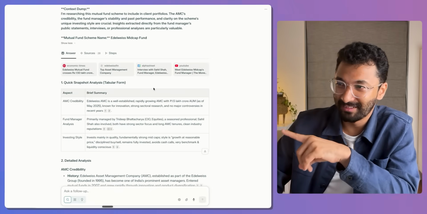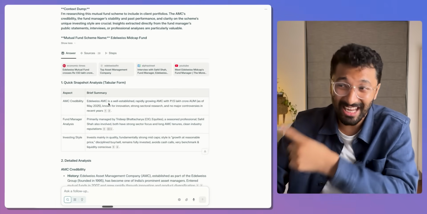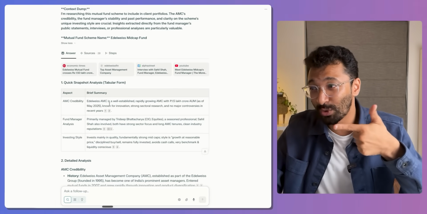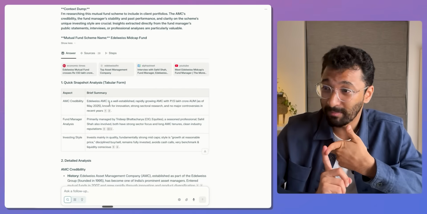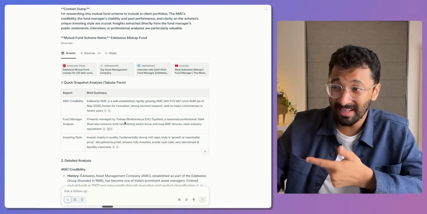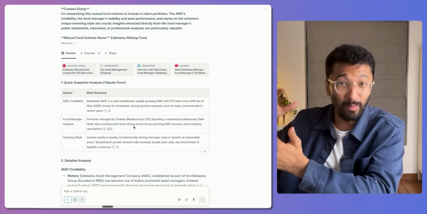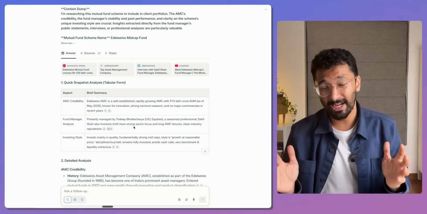Now here I have the full answer, right? It provides a snapshot analysis at the start. It says Edelweiss AMC is well established, rapidly growing with 1.5 lakh crores of AUM. That is the money that it manages. Then for the fund manager, it says it's managed by Trideep Bhattacharya, who is the Chief Investment Officer of the Equities Division at Edelweiss, which is wonderful, right?